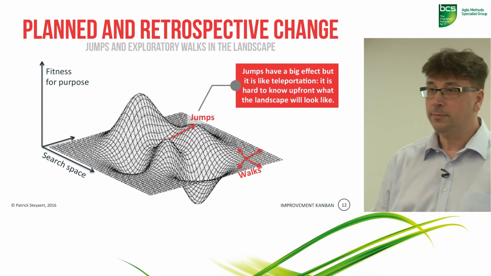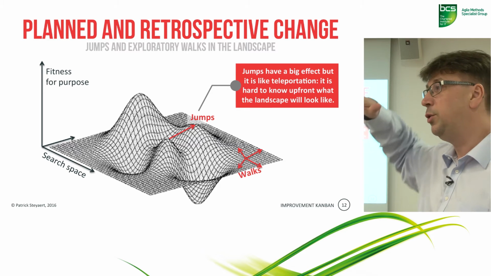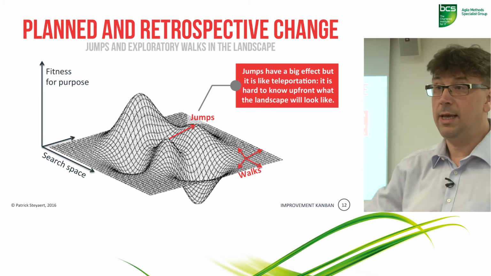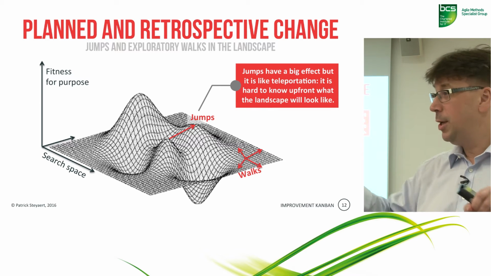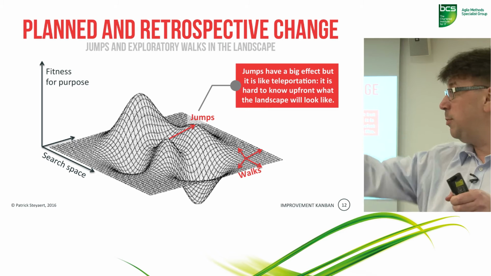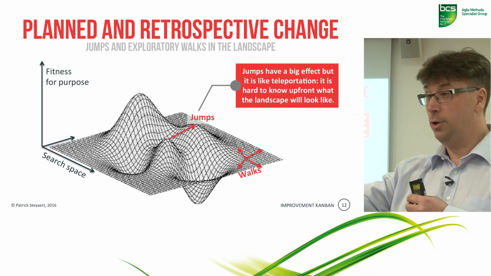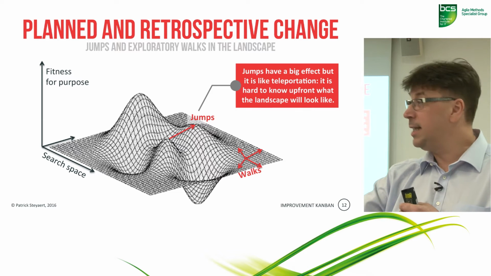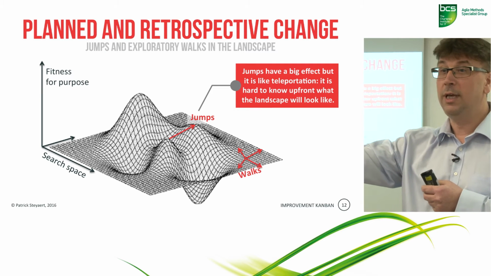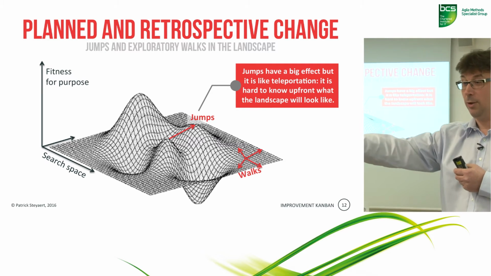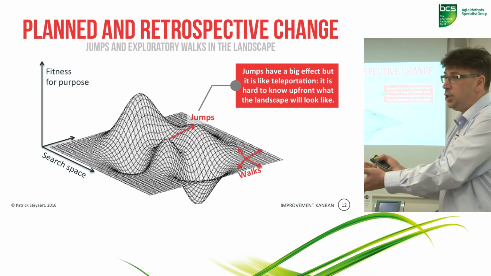Plant changes. What is typical for both plant and retrospective change is that we don't track the landscape. We just make the plant change. It's like teleportation. It's a big jump. We dial into a certain location, a certain combination of practices, and we teleport to that location. We make a big jump to that location. And if we're successful, we actually end up in that location.